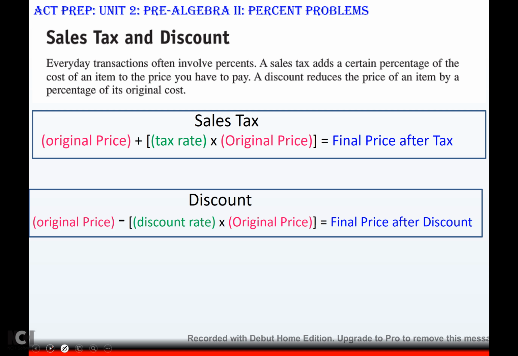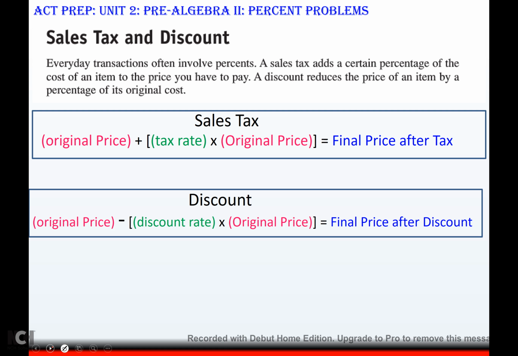All right, so sales tax and discount. Everyday transactions often involve percents. Sales tax adds a certain percentage of the cost of an item to the price you have to pay. A discount reduces the price of an item by a percentage of its original cost.